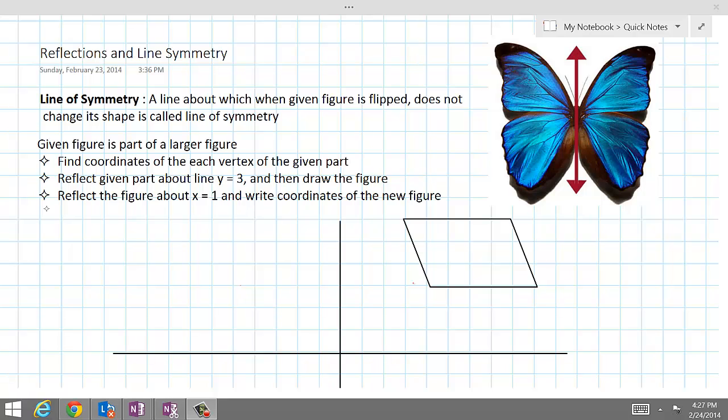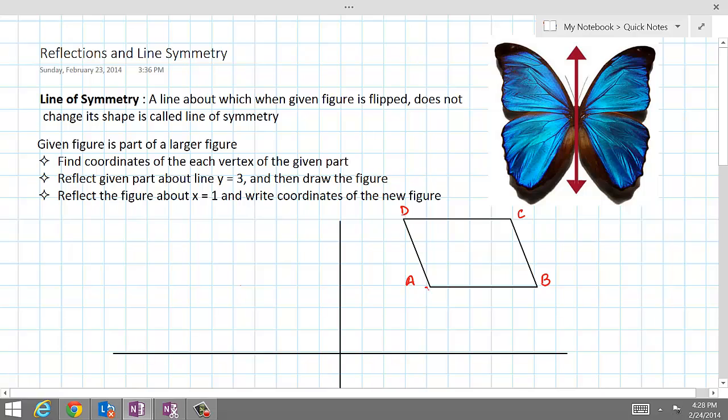Here we have a question. The given figure is part of a larger figure. Part A: find the coordinates of each vertex of the given part. Let's name this A, B, C. It's always good to name a given figure A, B, C, and D. Let's name this figure. And we want to write the coordinates of each vertex.